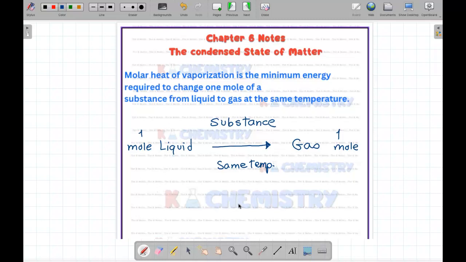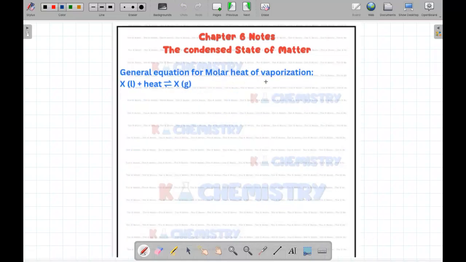So the definition, in order to make it easy, can be divided into 3 parts. Molar means for 1 mole, heat required to vaporize, or to change from liquid into gas. So molar heat of vaporization. The general equation for the molar heat of vaporization: the substance in the form of a liquid takes in heat, and we know it takes in heat, so the heat will be written in the equation with the reactants, to form the same substance in the form of gas, and that's 1 mole only.